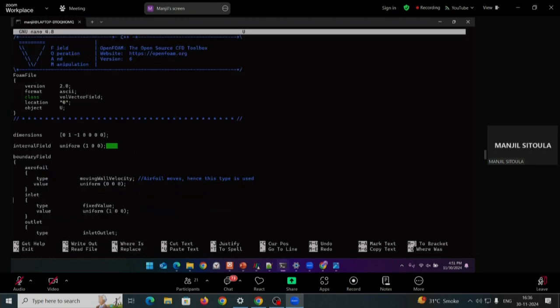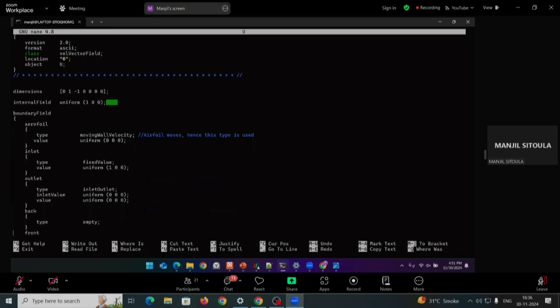So, as I've already mentioned in the previous presentation, we need to assign the moving wall velocity in case of dynamic mesh simulations in the U file. So, when the airfoil moves, we need to assign this type of boundary condition. We have provided the internal field as 1 meter per second, and at the inlet also we have provided a velocity of 1 meter per second, and at the outlet we have used the inlet-outlet boundary condition.